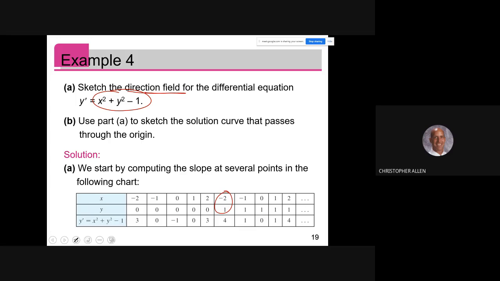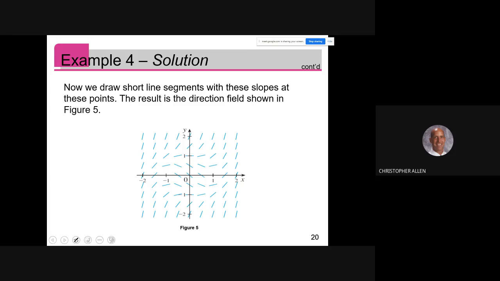Let's do right here. So x is this one, and y is this one. If I plug -2 in for x, and then I plug 1 in for y, you would get -2 squared plus 1 squared minus 1. So that's 4 plus 1 minus 1. I think that's 4, and so that makes sense why that slope is 4. Does that make sense? Then you would do that for several different values of x and y. I'm going to pretend that we did that. And it gives us this slope field.